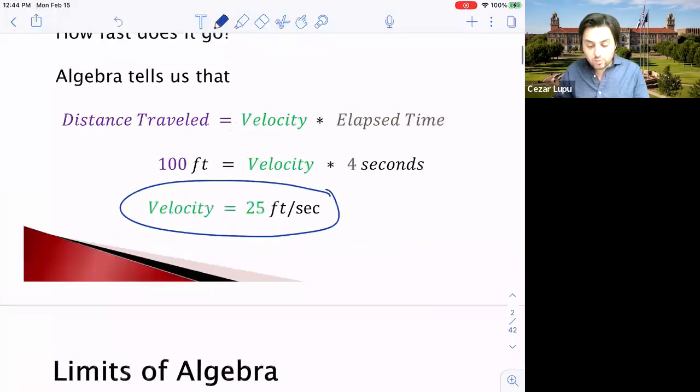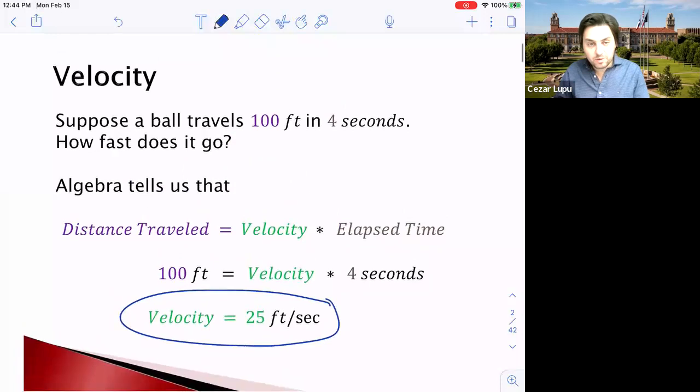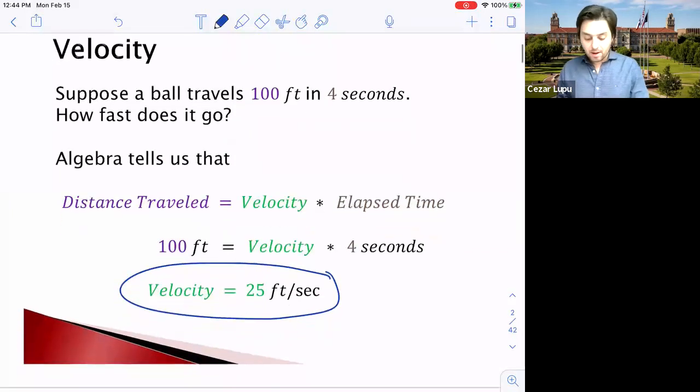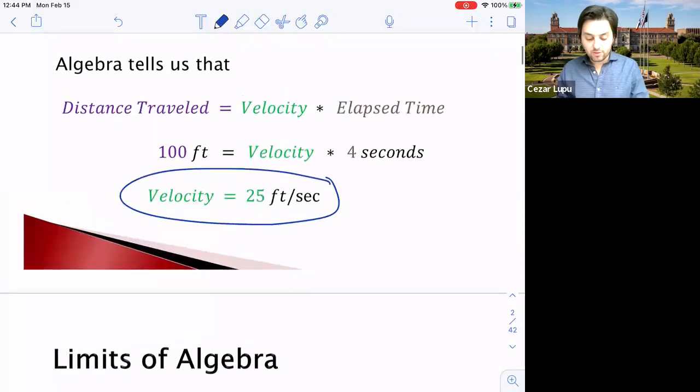All right. So starting from this very simple example, we will see how this will be related to the derivative at some point. Okay. Now I'd like to talk about limits of algebra.